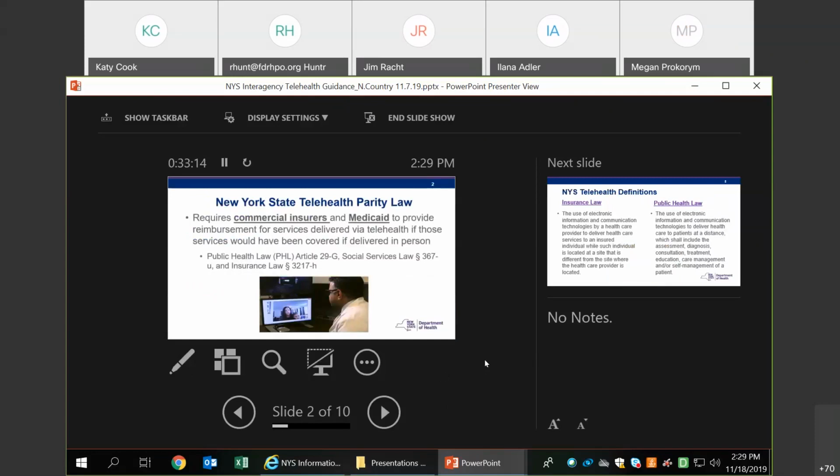I'm going to just level set, provide a high-level background of our state telehealth legislation. Like the majority of other states, New York has what's known as telehealth parity. It was first enacted in 2014, then subsequently amended. The most recent expansion occurred in the 2018-2019 enacted state budget, which added additional definitions to originating and distant site for Medicaid reimbursement. But the statute overall requires that services provided via telehealth be reimbursed if they are reimbursed if provided in person. So parity in terms of reimbursement for services for both commercial insurers and the Medicaid program.